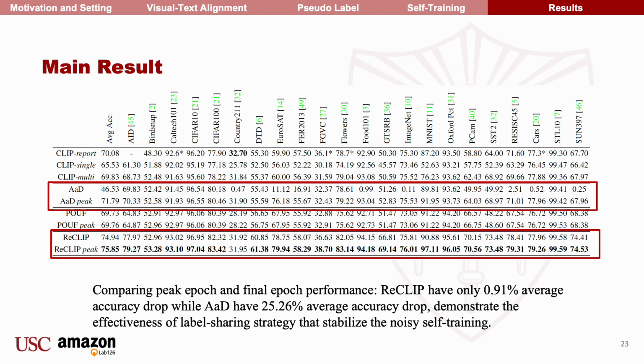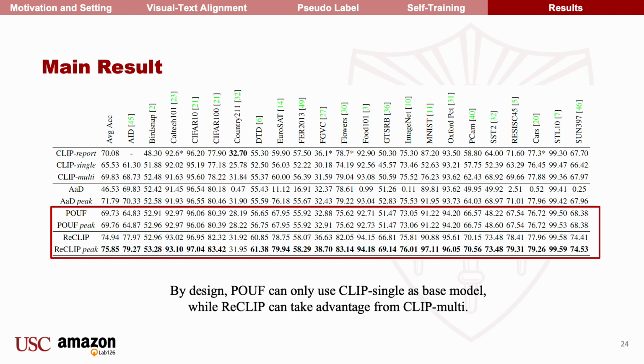In comparison of peak and final epoch, ReCLIP drops by less than 1% while AaD drops more than 25%, which demonstrates the effectiveness of the label sharing strategy that stabilizes the noisy self-training. For comparison with POUF, since POUF is a prompt tuning based method, it has an intrinsic limitation on the number of prompt templates and can only use the single template CLIP as the base model for adaptation. ReCLIP, on the other hand, does not have such a limitation and can leverage the benefit of multiple template aggregation provided by CLIP, resulting in a much better overall performance.